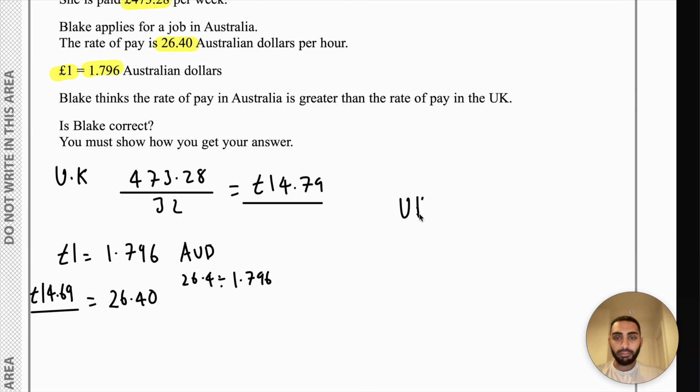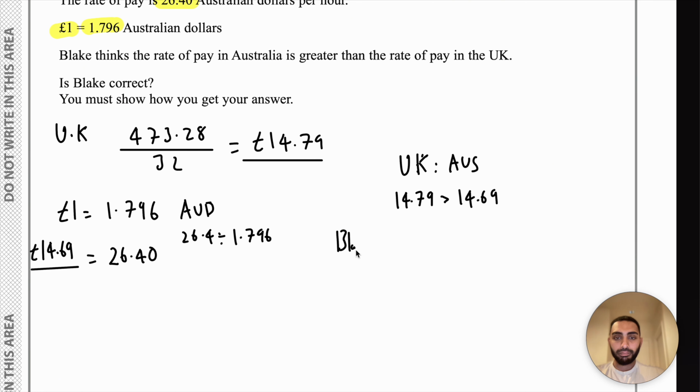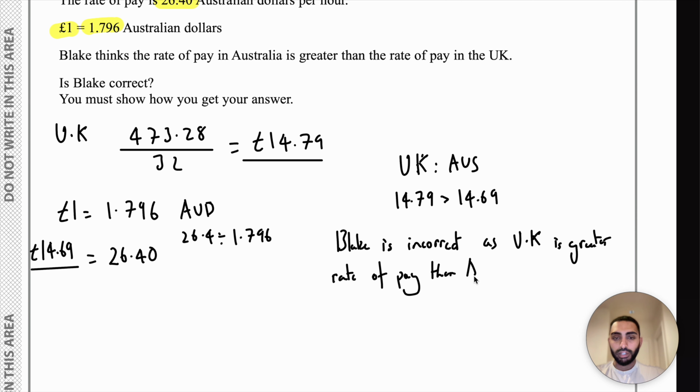So we have UK to Australia. And in the UK, it would be £14.79. And in Australia, it would be 14.69. Well, now we can compare them. UK would be paying about 10p extra. So Blake thought that Australia would be greater, but it's actually UK would be greater. So we can say Blake is incorrect as UK is greater rate of pay than Australia.